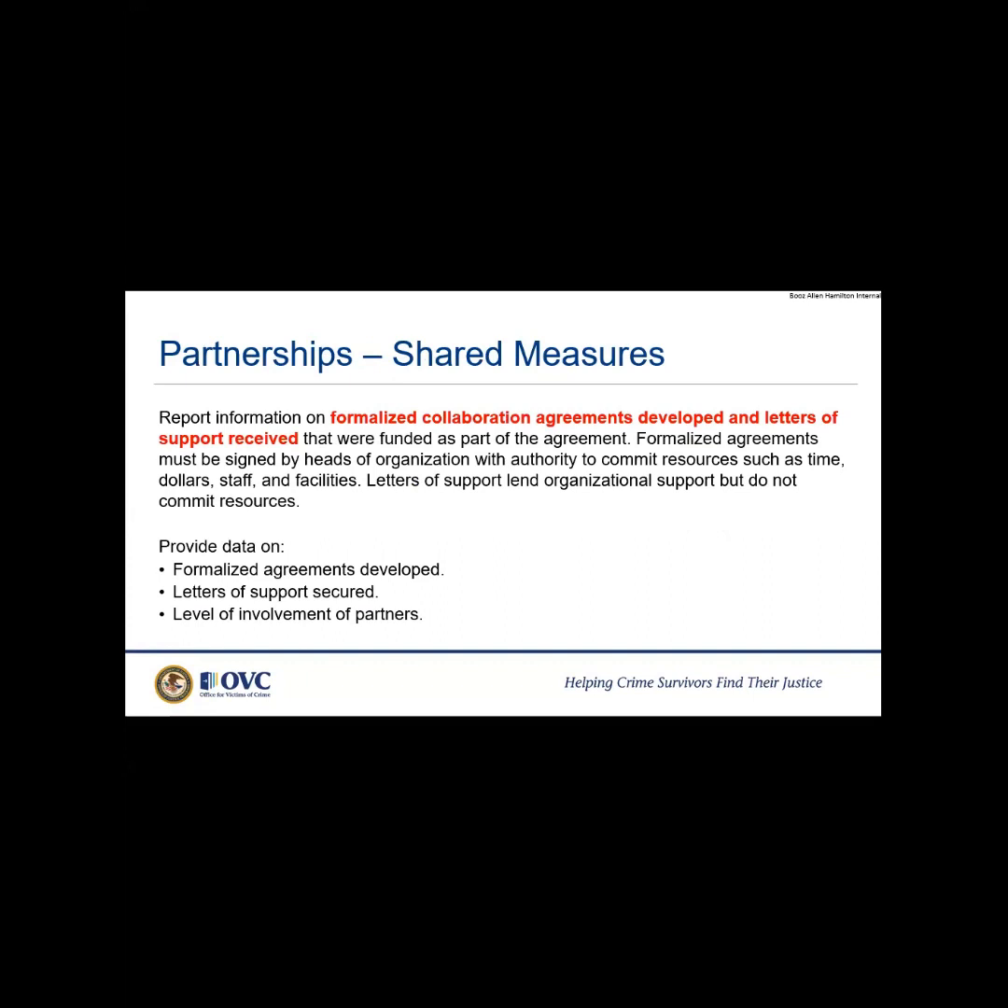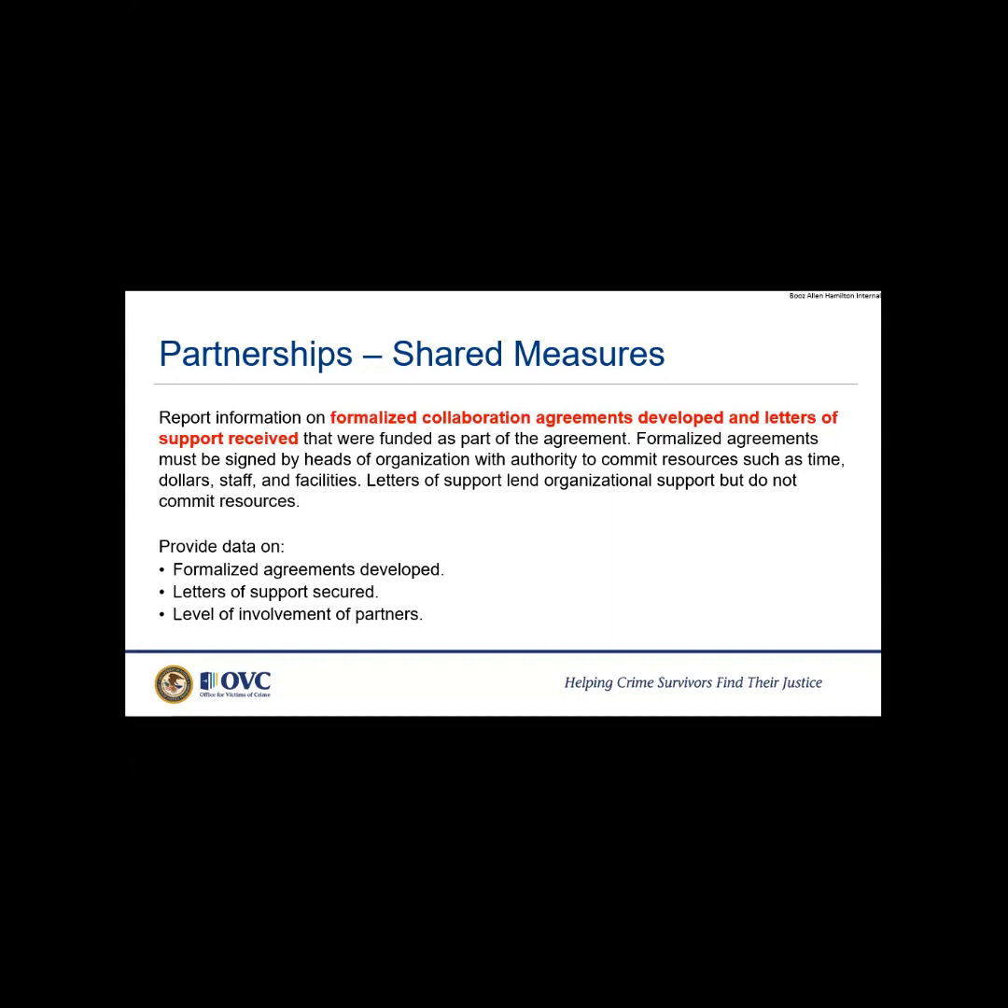Okay, so this is what I mentioned in a prior slide, that collaborative partnerships and partnerships are different measures. The collaborative partnerships one is as a result of grant funding, whereas this one is just as a result of the work that you are completing. And so for this partnerships shared measure, grantees and sub-grantees should provide information on formalized collaborative agreements developed and letters of support received that were funded as part of the agreement.